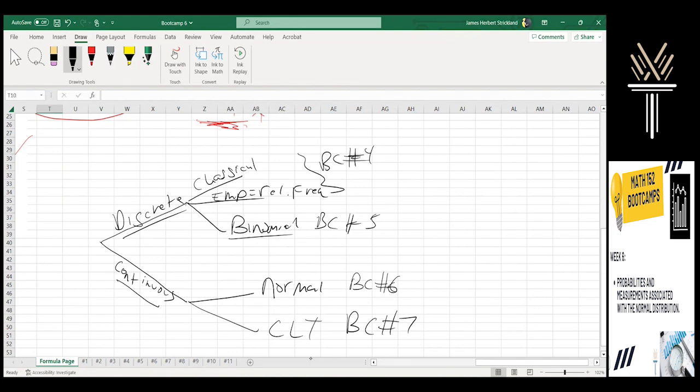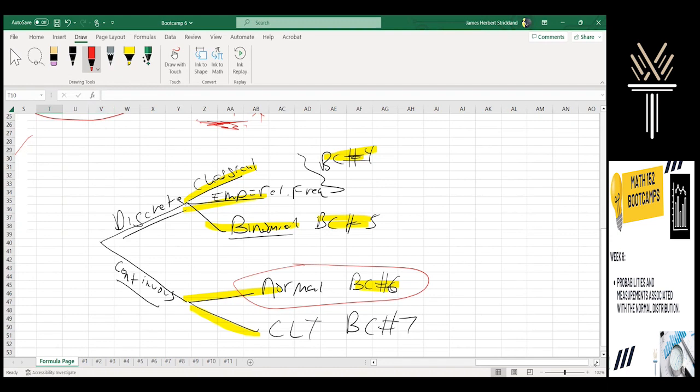And then eventually, when you get to test 3, we're going to add another branch to this that's called a T distribution, but that's not relevant for this test. So for this test 2, we need to know about these 5 different cases and how to calculate the probabilities. We've already done the 4th and 5th boot camp, and of course today is all about the 6th one. And so this is what we're going to focus on today, the normal distribution case.